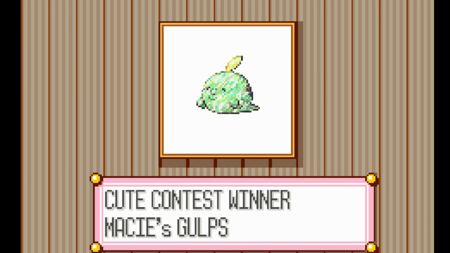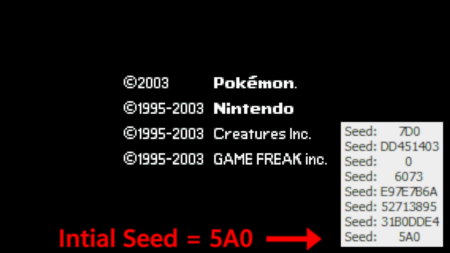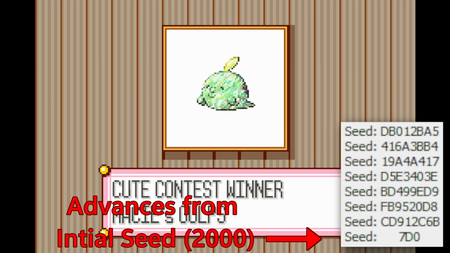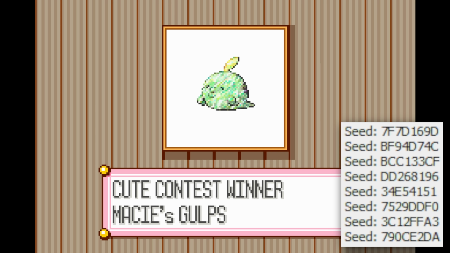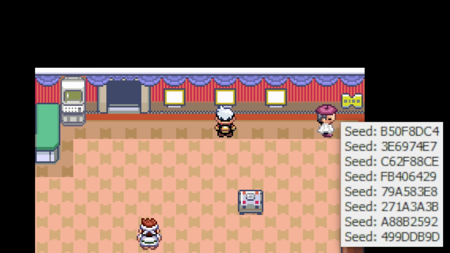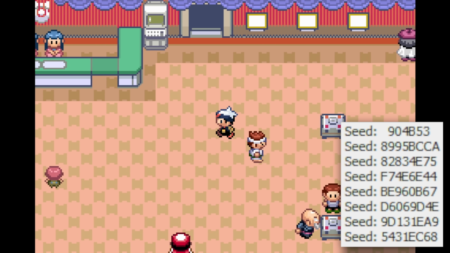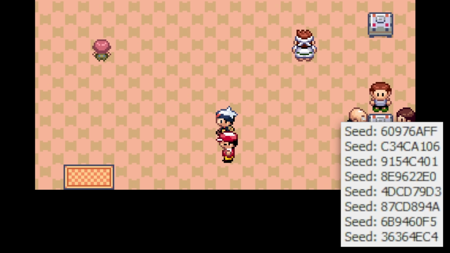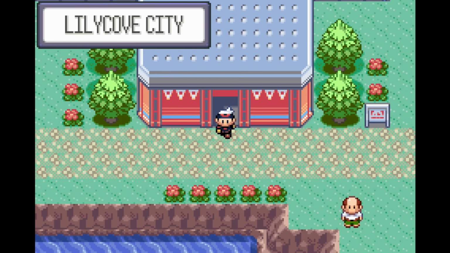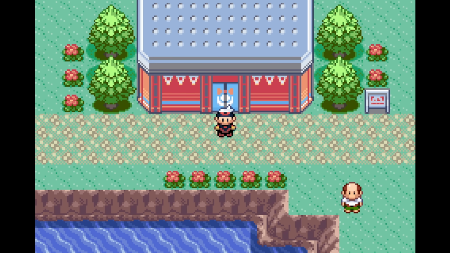For example, if I'm playing Sapphire, the game boots up starting at 5A0. When I click on the painting 2,000 frames after, that 2,000 gets converted into hex and becomes the new current seed, which opens up a whole new world of possibilities. With this strategy, I can now access PIDs in minutes that would otherwise take hours, days, or even weeks of leaving the game running.